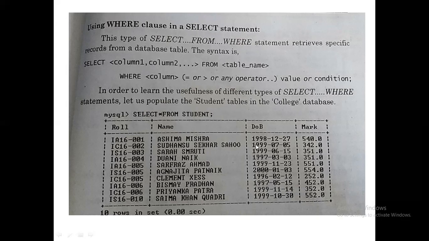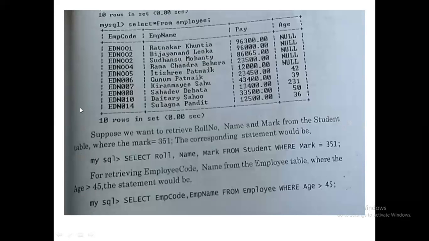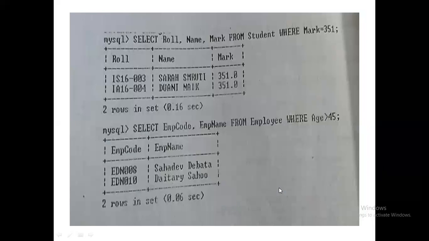Select star from student. So student में जितना record था सब दिखा रहा है. उसके बाद select star from employee, employee में जितना record है सब दिखा रहा है. So then suppose I want to retrieve roll number, name, marks from the student table where marks is equal to 351. Corresponding statement would be like select roll number, name, marks from student where marks is equal to 351. और employee table से suppose हम लोग employee code, name of the employee table where हम लोग निकालना चाहते हैं, then where age is greater than 45. So select employee code, employee name from employee where age is greater than 45 and semicolon.